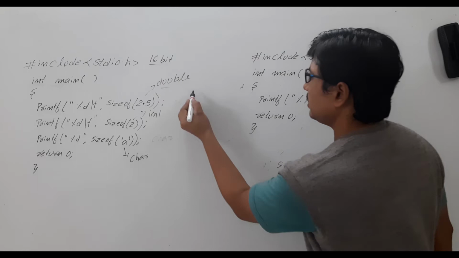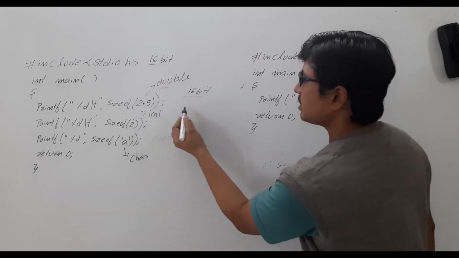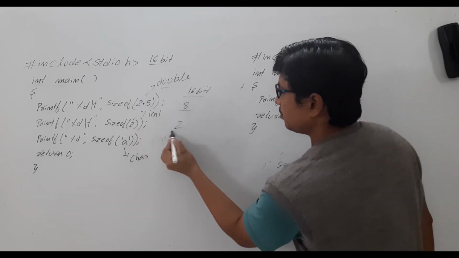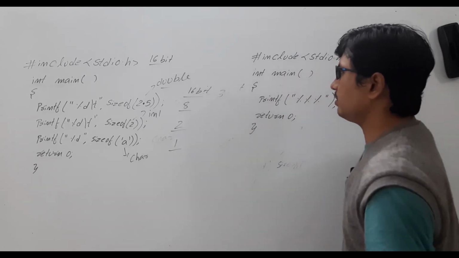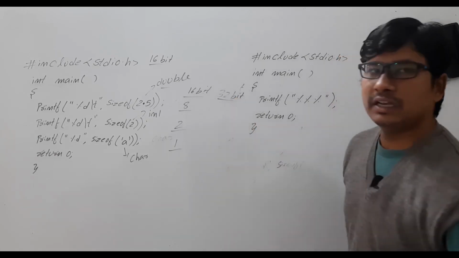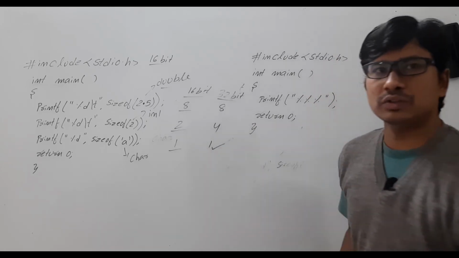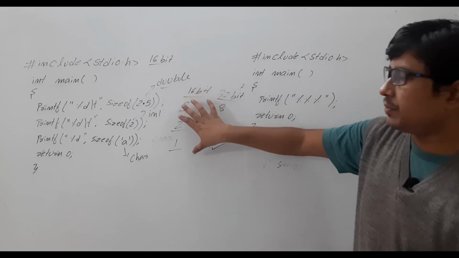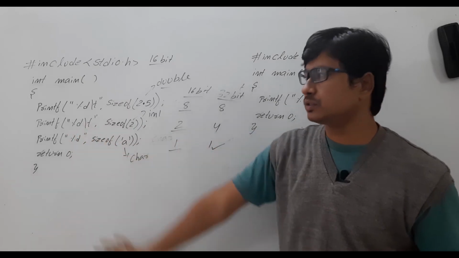If it is a double, and if you are executing this program on a 16-bit compiler, the double 8 will be 2 bytes and this is 1 byte. If you are executing the same program on a 32-bit compiler, it will give you the output as 841. So this is about this program. Based on what compiler you are executing, based on that it will give you the output. So I hope you have understood this program.